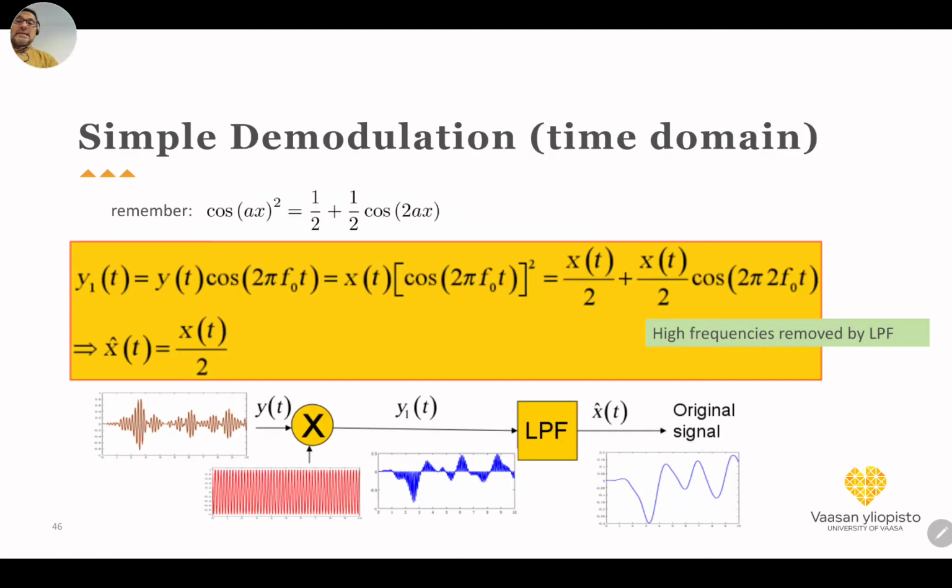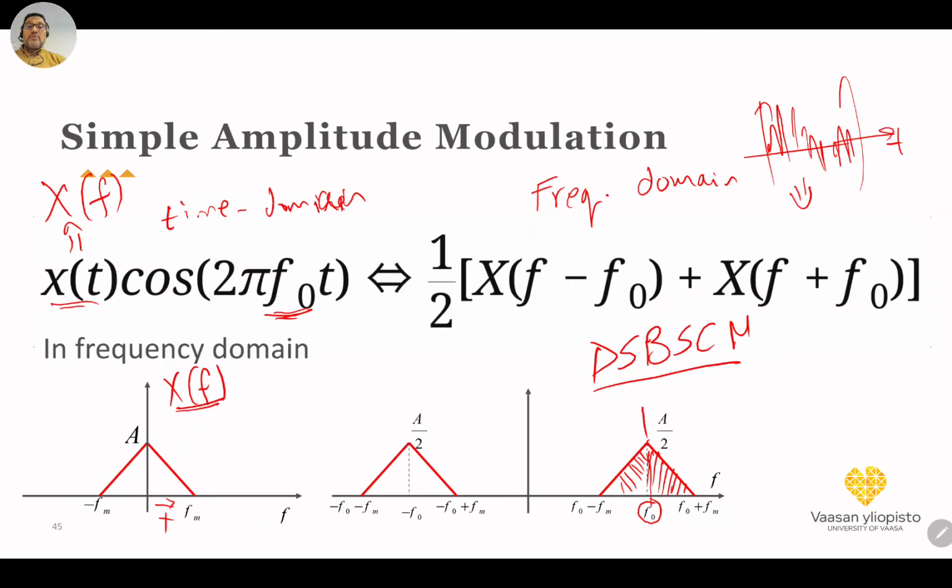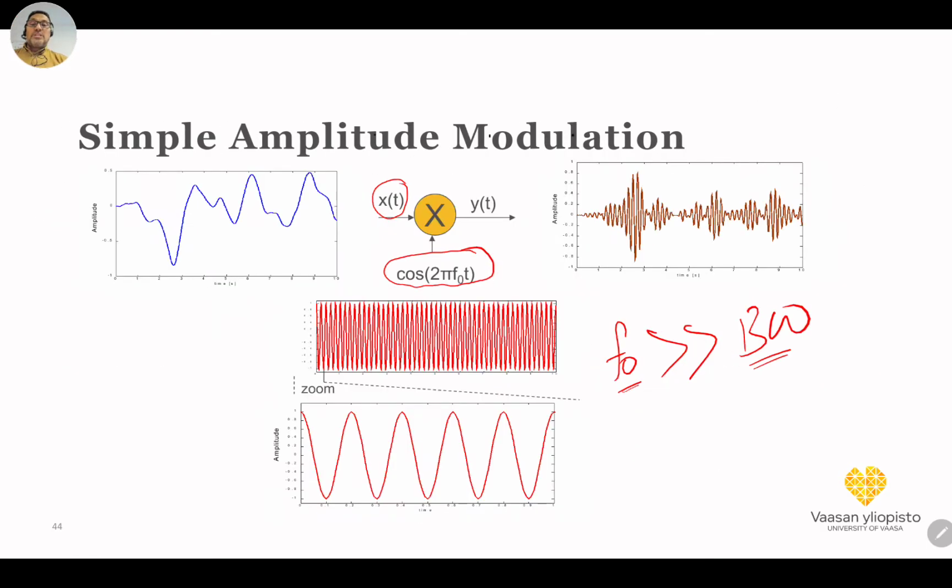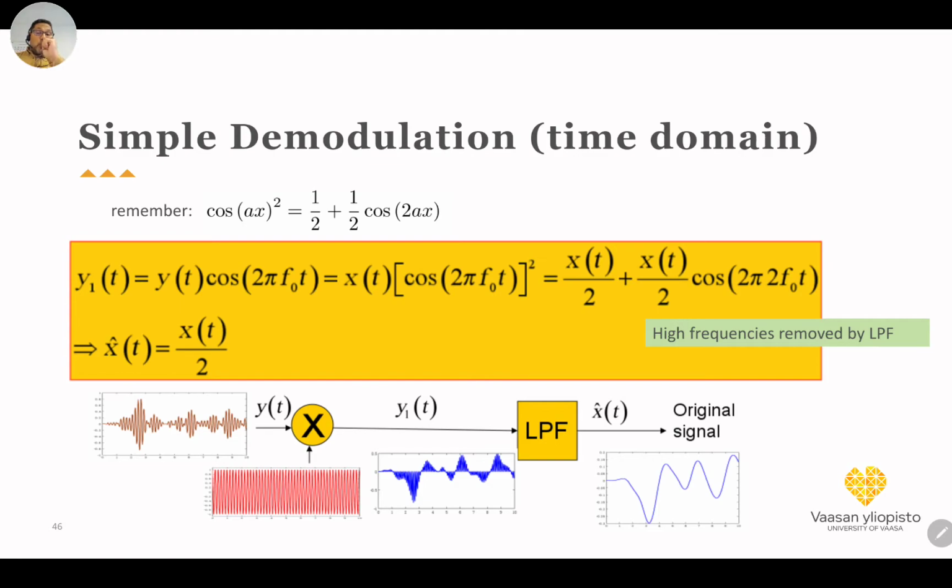So you can see here how to demodulate the signal. If you remember, we said that once we have a modulation, the modulation must be a reversible operation. It means that we should be able to retrieve our original signal x of t at the receiver. There is a basic trigonometric property. It says that if you take cosine ax and multiply it by another cosine ax, cosine squared ax, it can be expanded as half plus half times cosine 2ax.